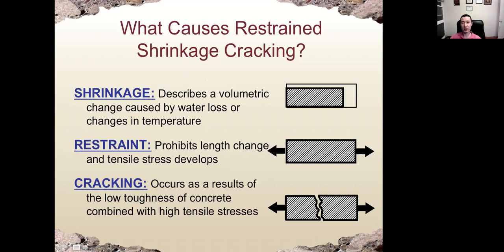Shrinkage describes a volumetric change caused by water loss, or desiccation, or changing temperature. When the concrete can shrink freely, typically it will not crack. Cracking happens when the concrete is restrained. Restraint will prohibit the length change. As a result, tensile stress will develop inside the concrete. When the tensile stress is higher than the tensile strength, concrete will crack.